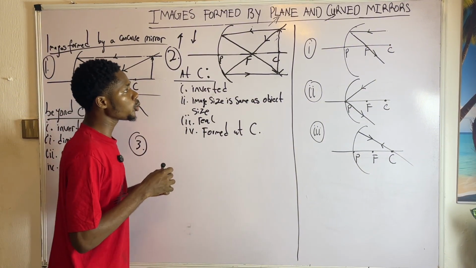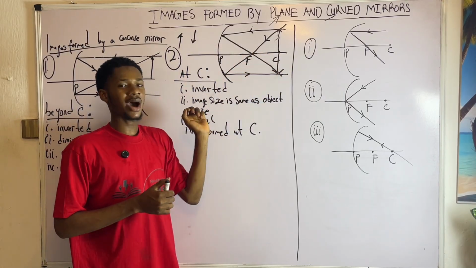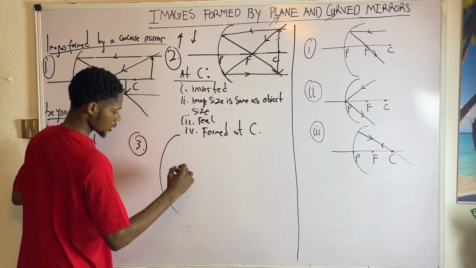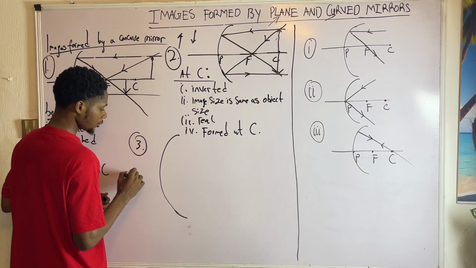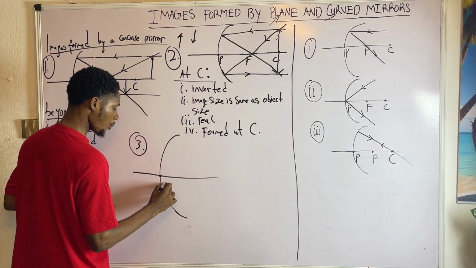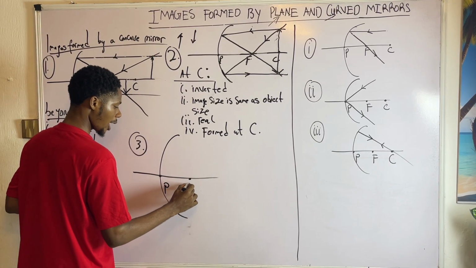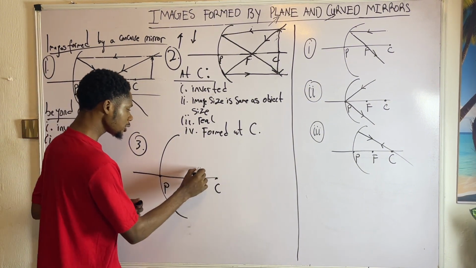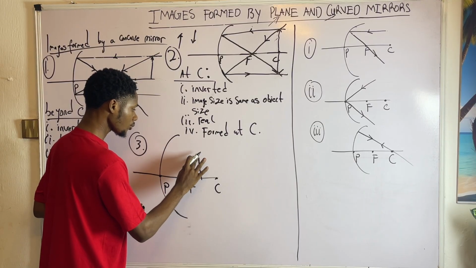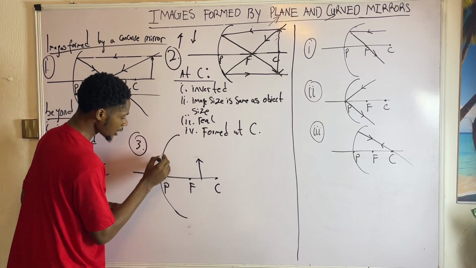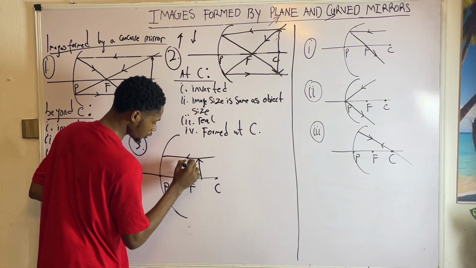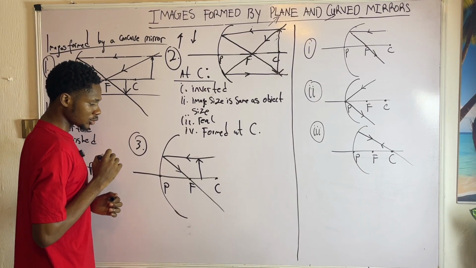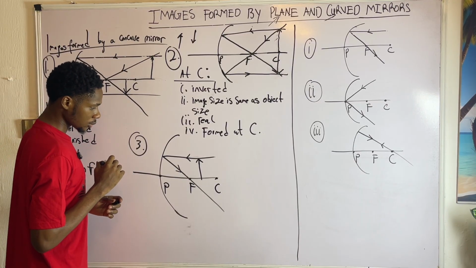What about when we now move the object from C to between F and C? So this is the mirror here. This is our principal axis. Here we have our pole. Here we have our principal focus, and here we have C, the center of curvature. Now if we place the object here, what are we going to get? First things first, we know a ray of light will travel parallel to the principal axis and then pass through the principal focus, right?